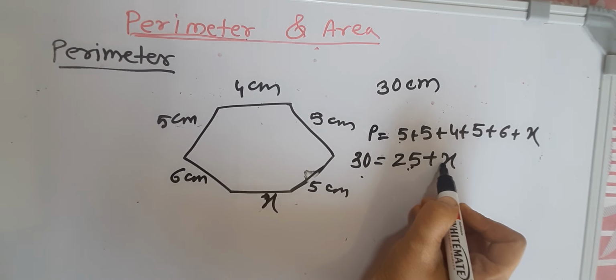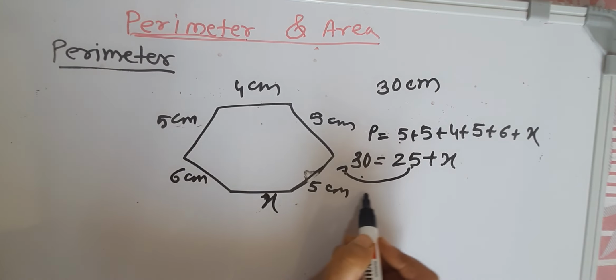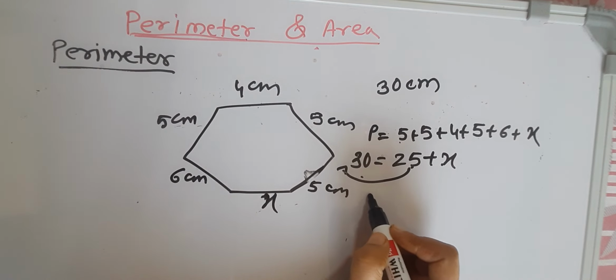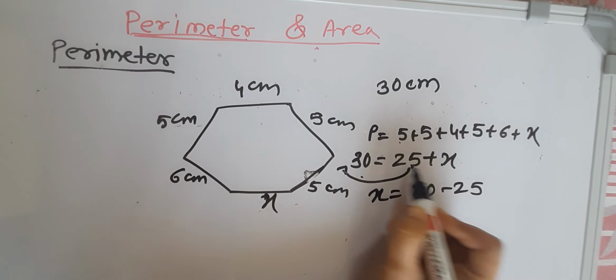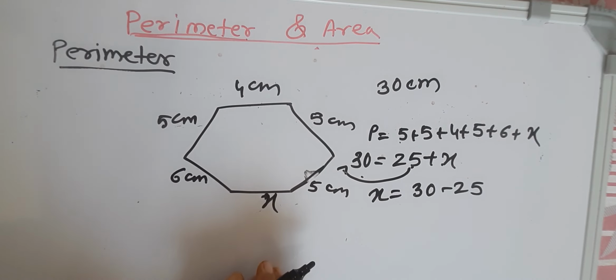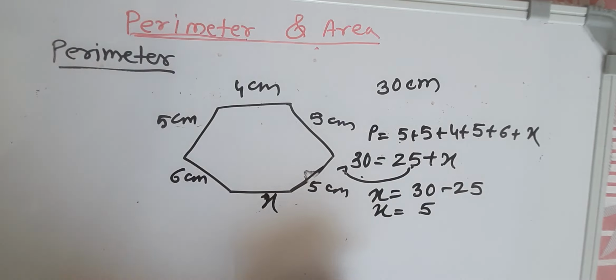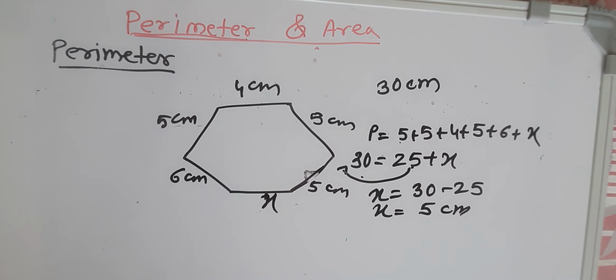If we need to find out the value of x, we need to move it to this side, and if we move it to the opposite side of the equal sign, that will change its sign. So in this case x equals 30 minus 25. The sign will change from addition to subtraction, and now x equals 5. Okay, x equals 5 centimeter. This is how you find out the perimeters.